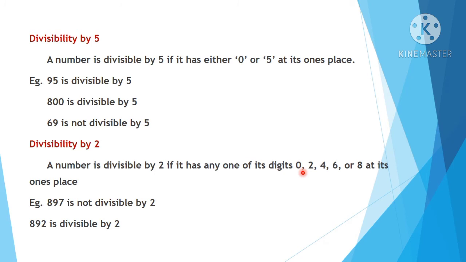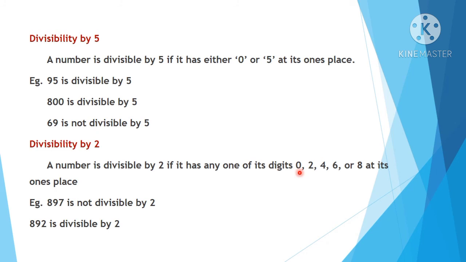For 5, it can be 0 or 5. So if in the ones place you have 0, we can say it is divisible by 5, divisible by 10, and also divisible by 2, because for 2 also we have 0 in the ones place. If you have 5 in the ones place, then it is divisible by 5. If the ones place has 0, it is divisible by 10 or 5 or 2.